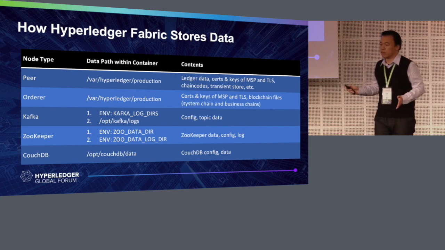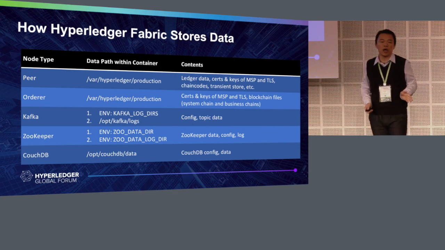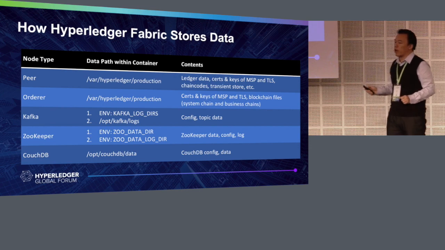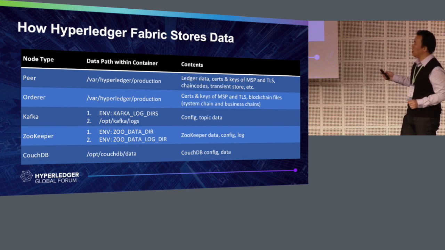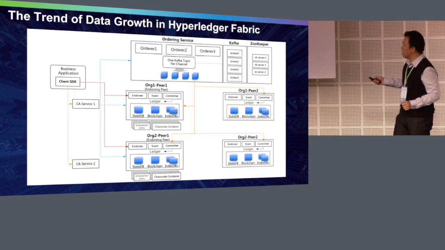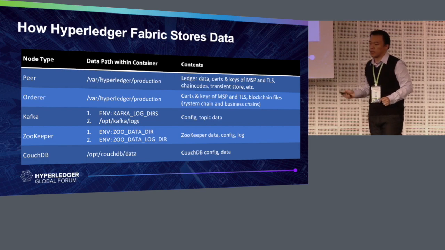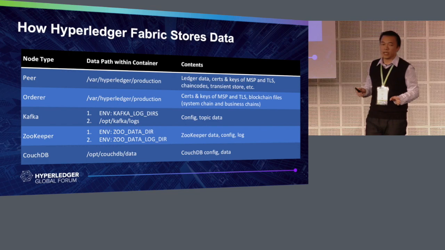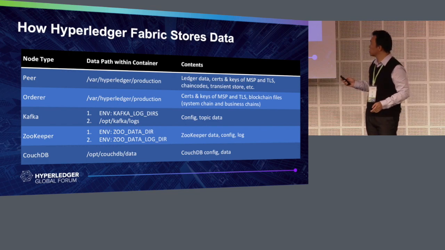So here is how we solve the first problem. We deploy Hyperledger Fabric in containers on a Kubernetes cluster. We summarize the data paths of the Fabric nodes inside the container, and also the contents in these data paths. So now we managed to know where the data is and what the data is.